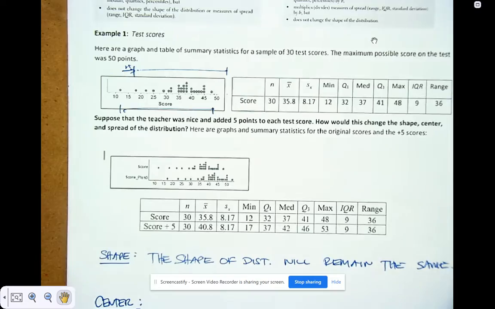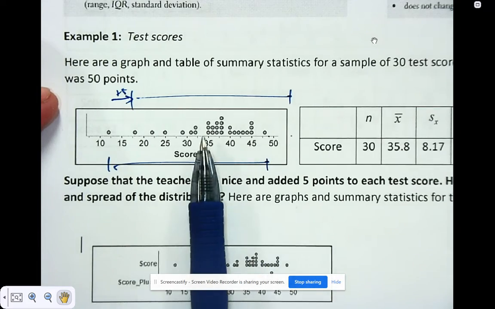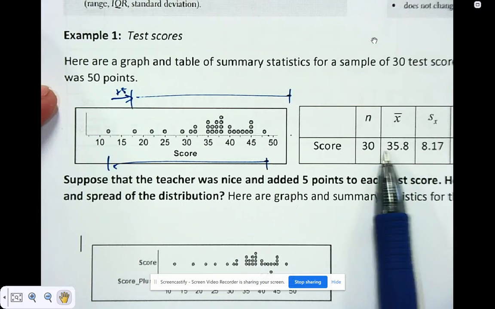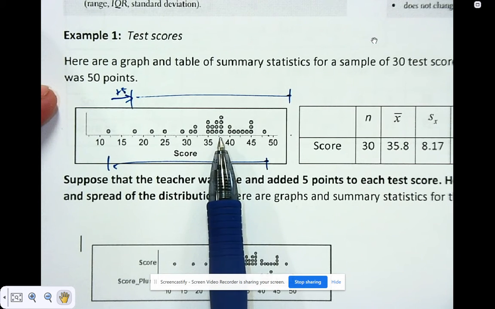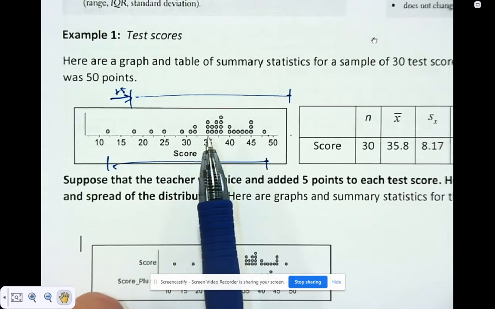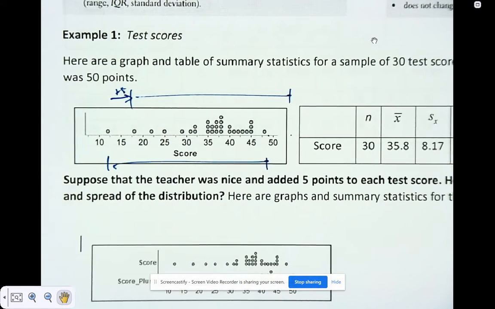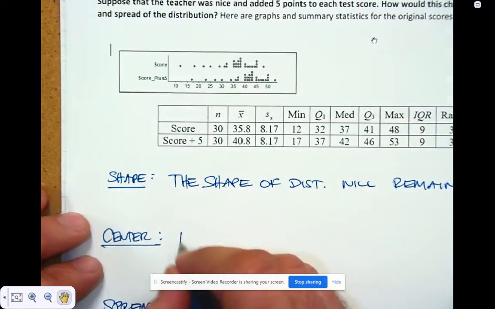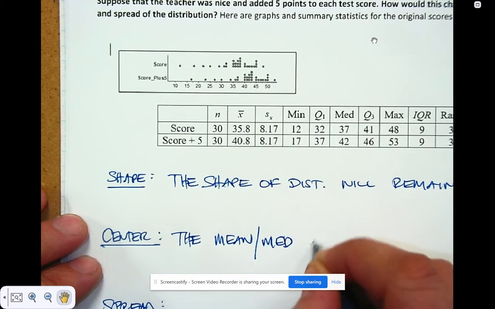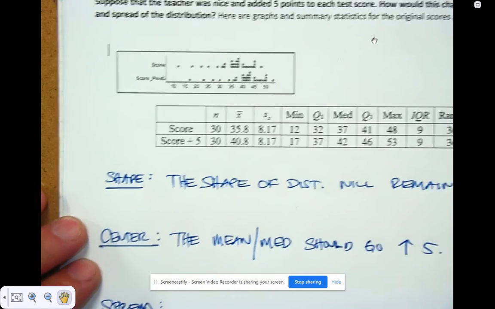So what about the center? Center from last chapter is talking about mean or median. Let's say the average is somewhere right around here. It actually tells us what it is. The average is 35.8, so I'll go right around here. If that's the average, think about what would happen if all of those dots went up 5. That average seems like it would just also come up, because you're just moving this to the right, the average should go up. So our belief is the center, the mean and the median both, should go up 5. That's kind of what we're thinking.